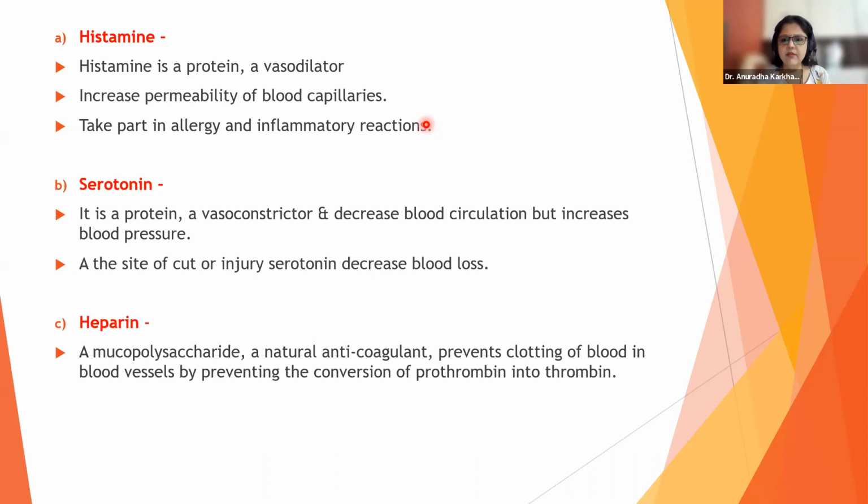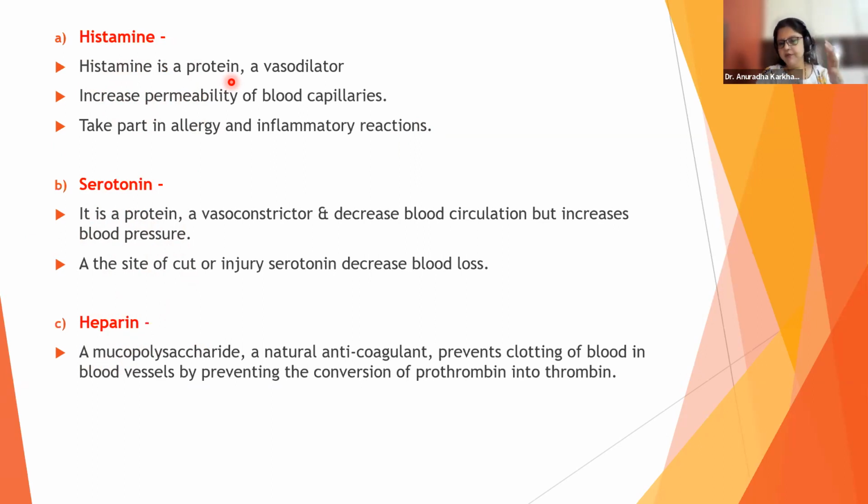Okay. These are the secretions, beta. Histamine, serotonin, and heparin are the secretions of the mast cells. They are not cells. So mast cells will produce histamine, serotonin, and heparin. Histamine is a protein, that is what is mentioned. So it is not a cell. It's a protein which is synthesized from the mast cells. They take part in allergy and inflammatory reactions.